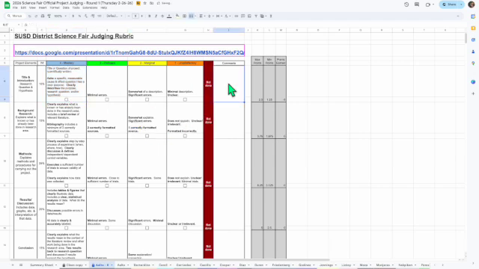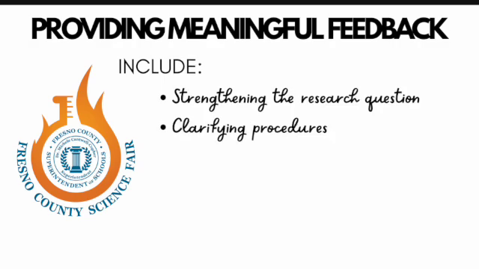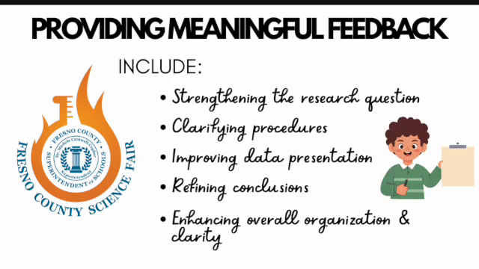Comments section. For each of the 7 categories, there is a comment box located in column I on your judging tab. You may leave a comment for each individual category. Please use this space to provide specific, constructive feedback that would help the student improve their project. If the student plans to compete at the Fresno County level, your comments can be especially helpful. You may include suggestions for strengthening the research question, clarifying procedures, improving data presentation, refining conclusions, or enhancing overall organization and clarity. Please keep comments specific, constructive, and student-friendly.